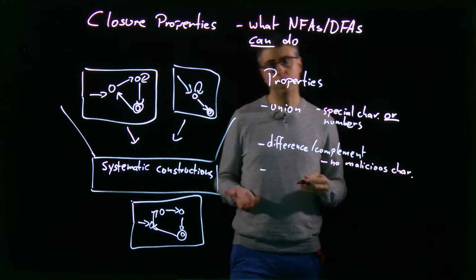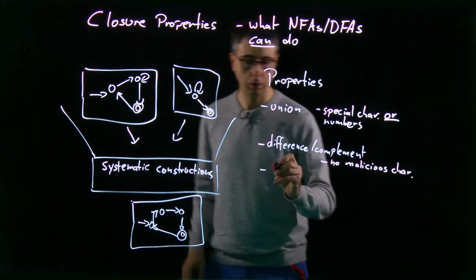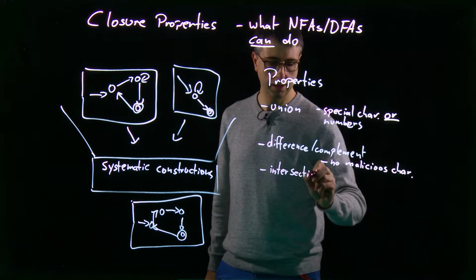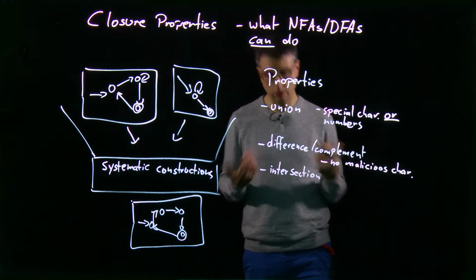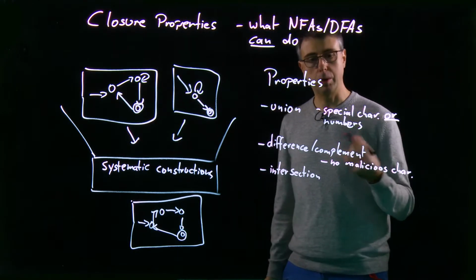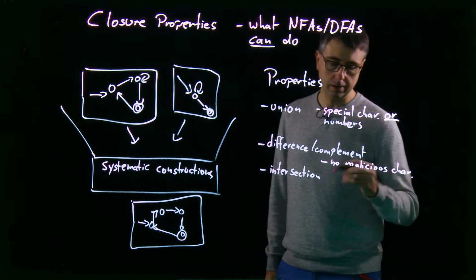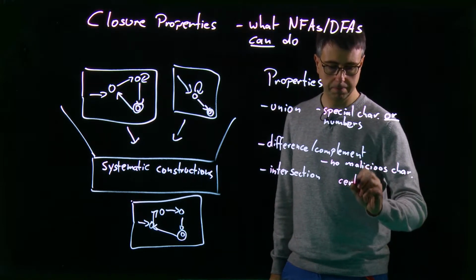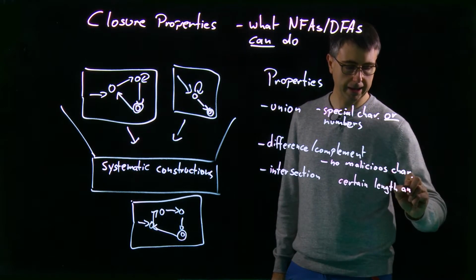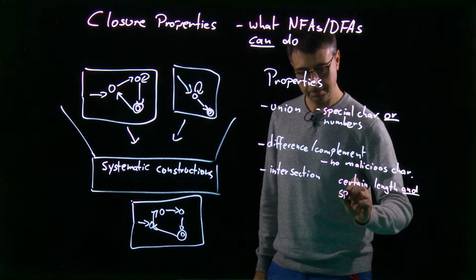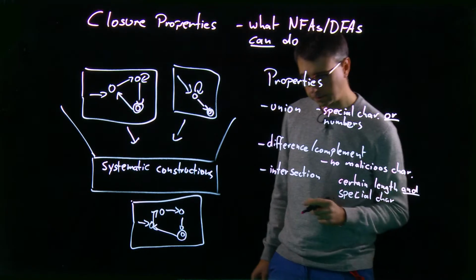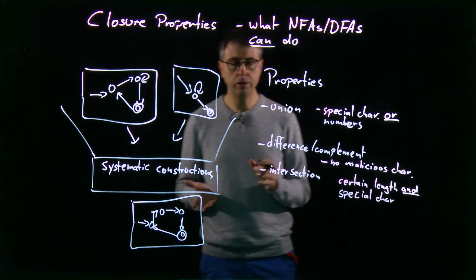The next thing is if we have union and difference, we might want to have intersection. Union is the OR and intersection is AND. So we have the AND idea. Maybe we would require certain length and special characters. And special characters. These are the set-theoretic properties.